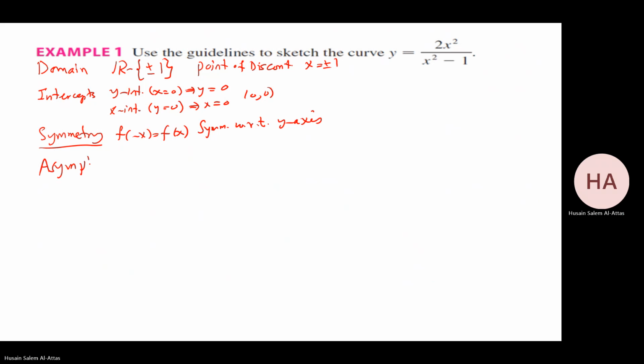Asymptotes. What are the asymptotes? They have vertical asymptotes, x equal plus or minus 1. Horizontal asymptote: we have the same degree, so for sure it will be y equal to the ratio of the leading coefficients.